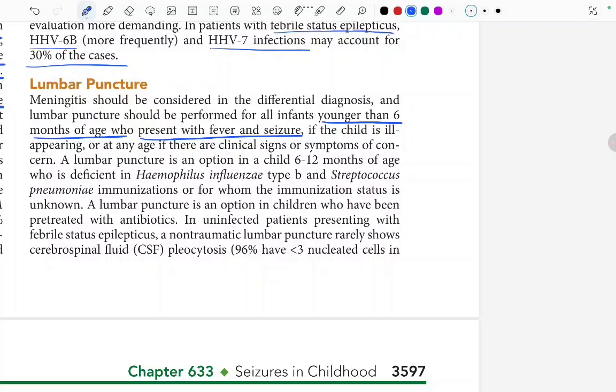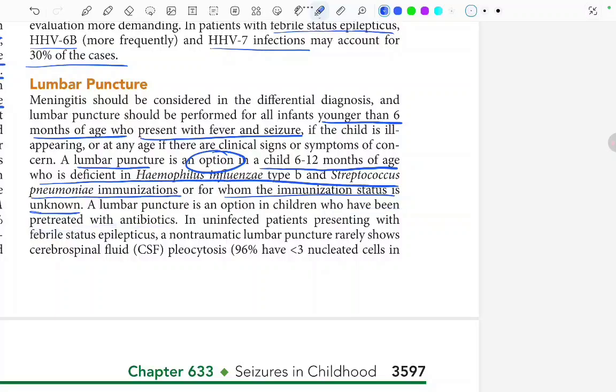A lumbar puncture is an option in the child 6 to 12 months of age who is deficient in the Haemophilus influenzae type B and Streptococcus pneumoniae immunization. Okay, so we saw that in infants less than 6 months with fever and seizure, we have to do lumbar puncture in all. But lumbar puncture is an option in infants between 6 to 12 months of age who are deficient in Haemophilus influenzae and Streptococcus pneumoniae immunization, or for whom the immunization status is unknown. For those also we have to do lumbar puncture. Lumbar puncture is an option in a child who has been pre-treated with antibiotics.